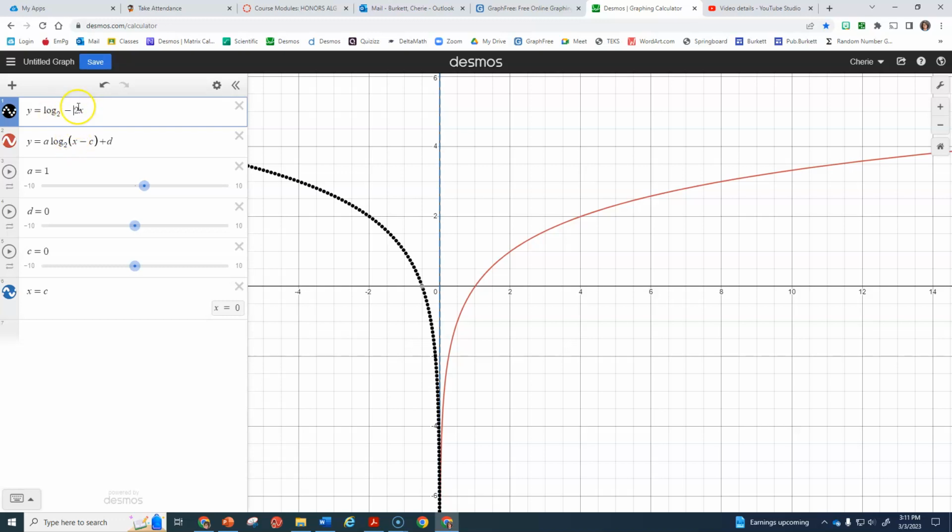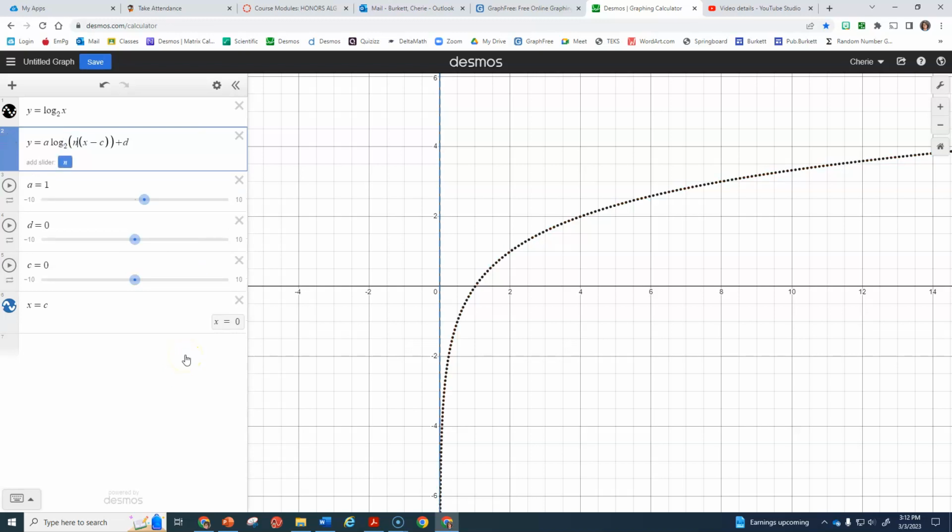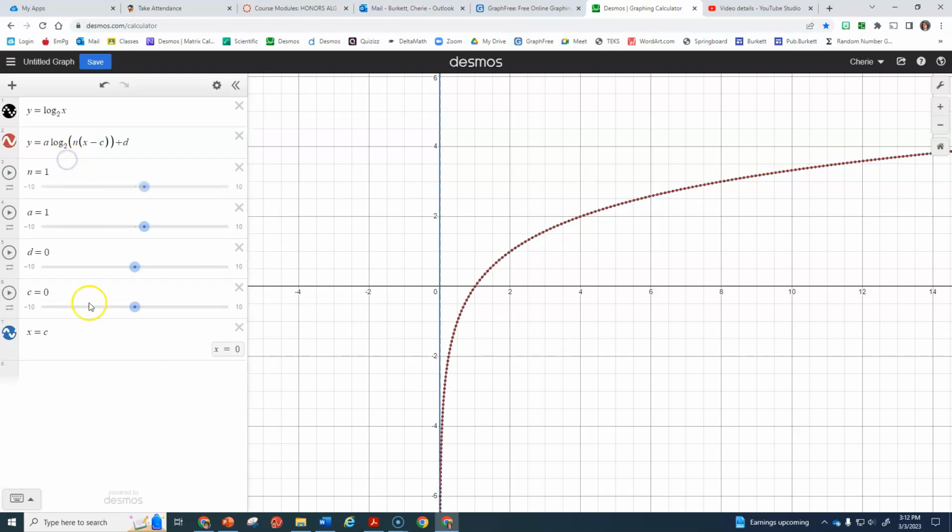If I was going to put a slider up there to represent those, I would have to put another set of parentheses right here, and since we already have a B in this one, I might call it N. And then I would add a slider. And then that slider for N would show you the horizontal shrinks and compressions and the reflections.